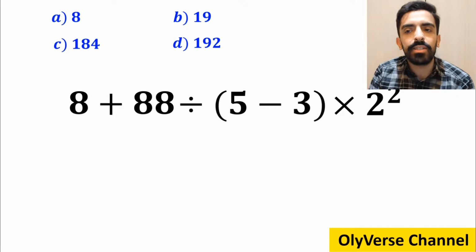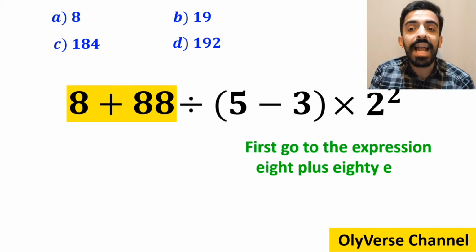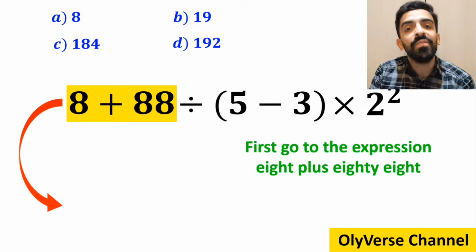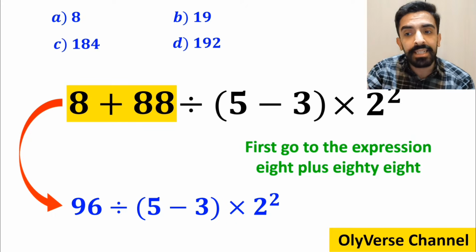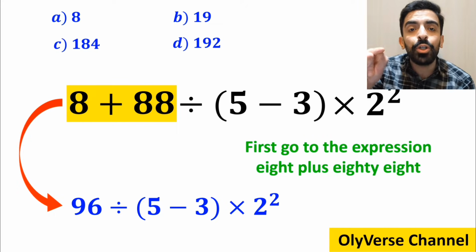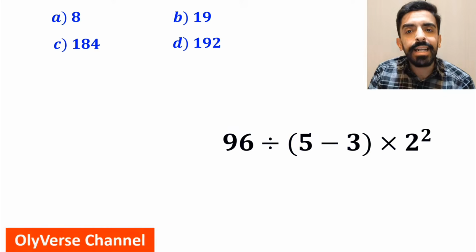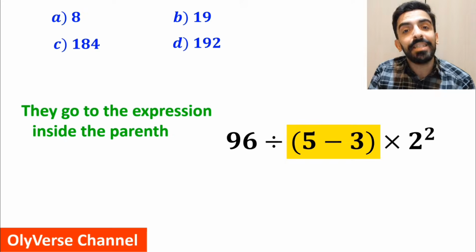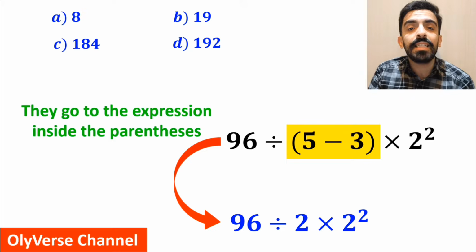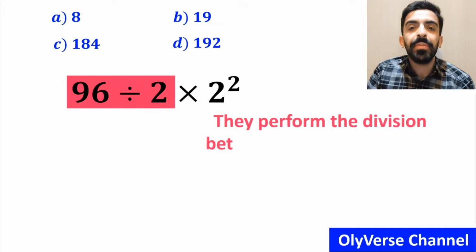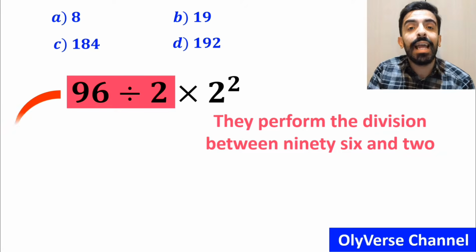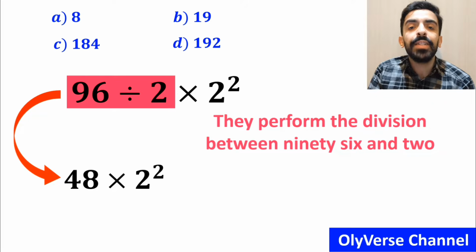Many people, to solve this question, first go to the expression 8 plus 88. And instead of this expression, they write 96 divided by 5 minus 3 inside the parentheses, then times 2 to the power of 2. The next step, they go to the expression inside the parentheses and simplify it to 96 divided by 2 times 2 to the power of 2. Then, they perform the division between 96 and 2.